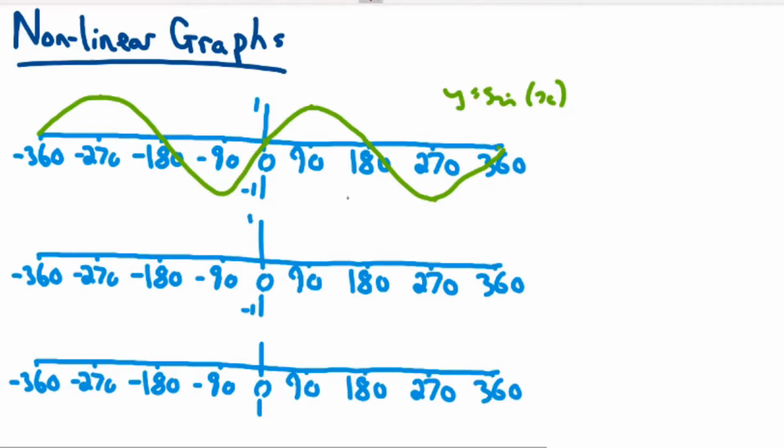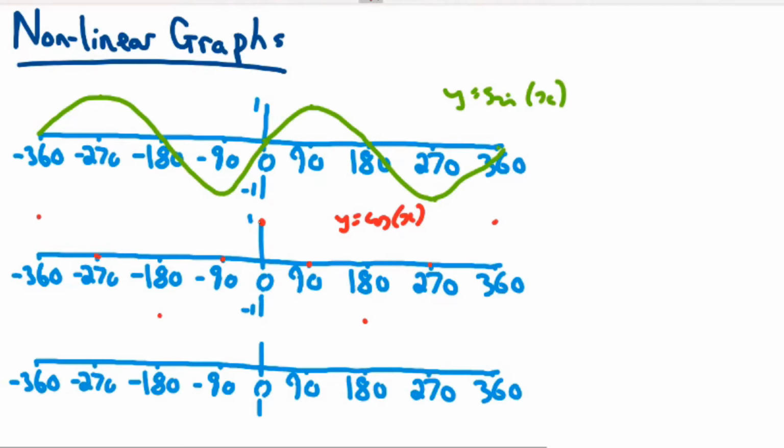As for the cos graph, so y equals cos x, we're this time going to start up at 1 when x is 0, rather than in the middle. It's then when we get to 90 that we're down at 0, 180 is down at minus 1, 270 back to 0, and 360 back to 1. Going the other way, so now at minus 90 we're down to 0, minus 180 is minus 1, minus 270 is 0, and minus 360 is 1.